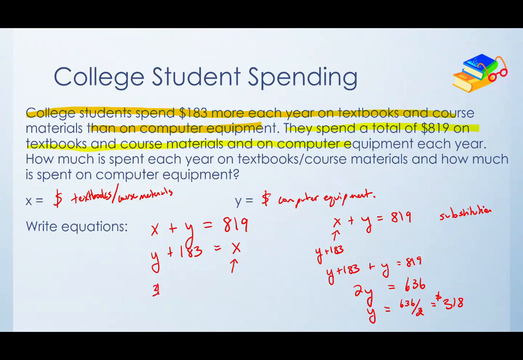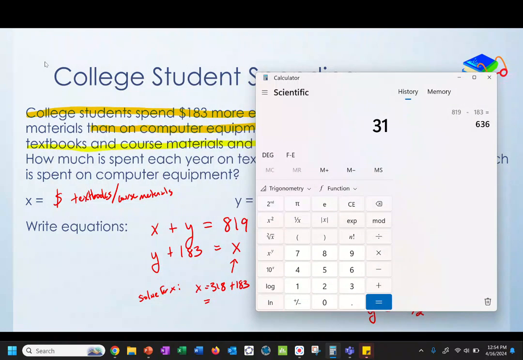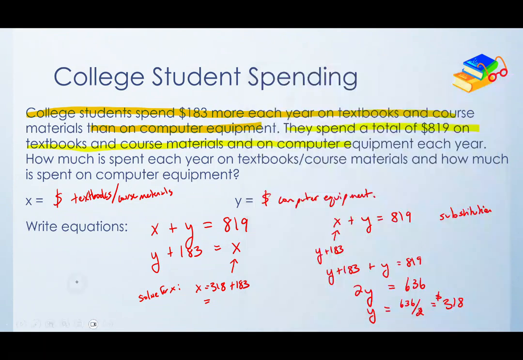So 318. Then solve for x. x equals 318 plus 183, which will be something. We're going to pull out our calculator again. So we've got 318 plus 183, which is 501.